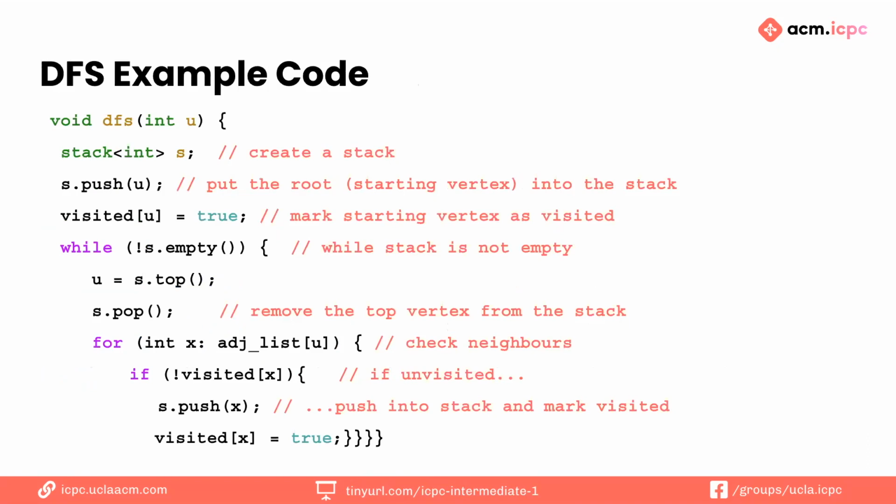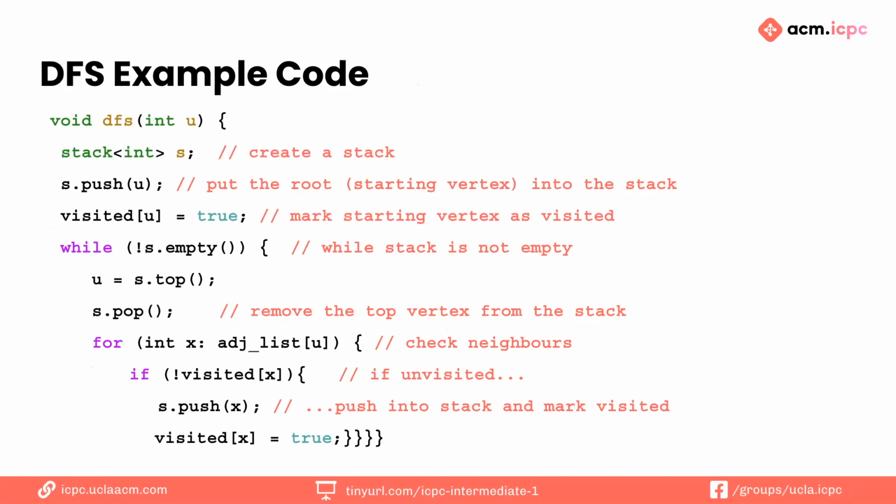And this is the exact same code, except you replace every instance of queue with stack. And instead of front, you use top. So yeah, this should look very familiar. We just went over this a couple minutes ago with breadth first search.